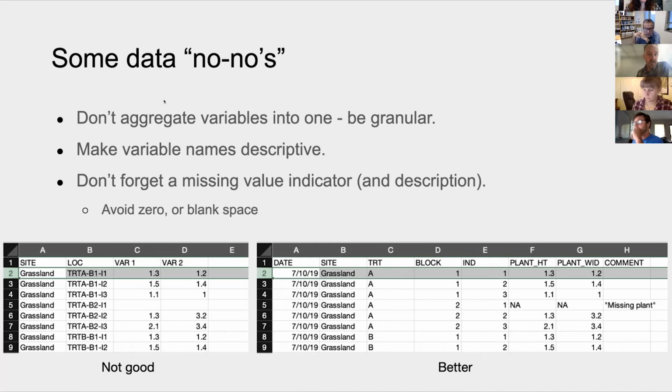Make your variable names descriptive. So var1 and var2, it's not really easy to tell what those variables are. So give them something that sounds like what the data are, like plant height or plant width.